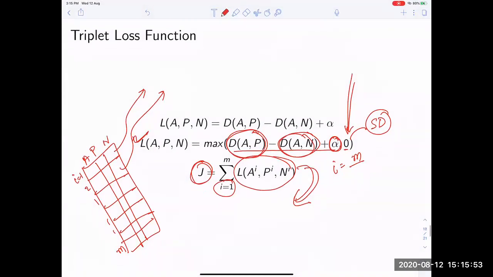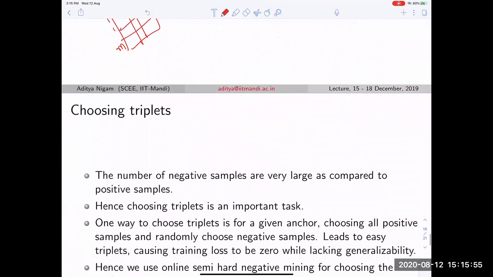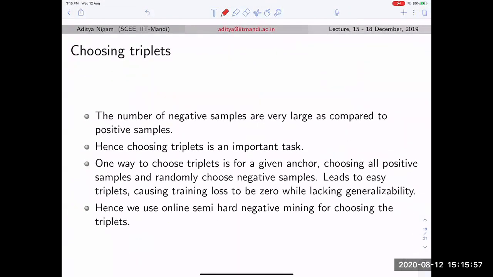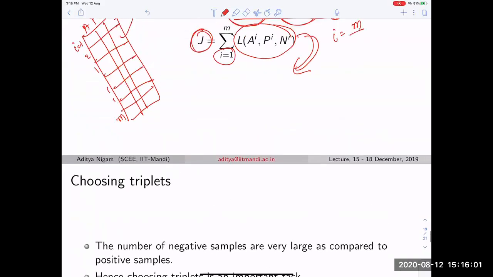Yes, so let us talk about two more things, and then probably we will finish. Now we understand that we have these triplets, and there are going to be a huge amount of possible triplets. How can I choose a triplet? Because we have to choose.